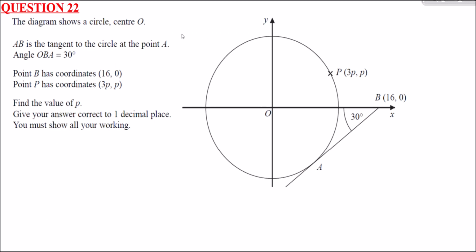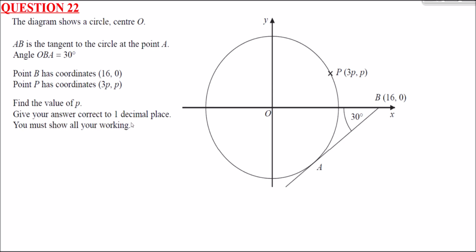We've got a circle, as you can see. So we are told that AB is a tangent to the circle, so it just touches the circle at point A. AB, as we said, is a tangent. Angle OBA is 30 degrees. Point B has coordinates 16, 0. Point P has coordinates 3P and P. So that actually means 3 units along and P units up, whatever P may be. And we need to find the value of P, giving the answer correct to 1 decimal place, showing all working.